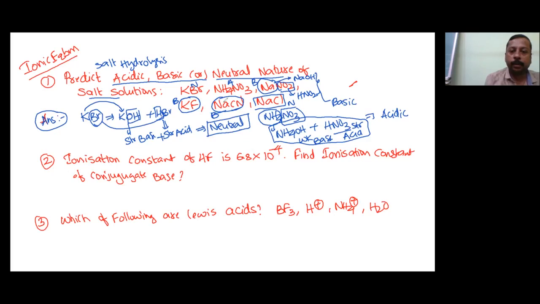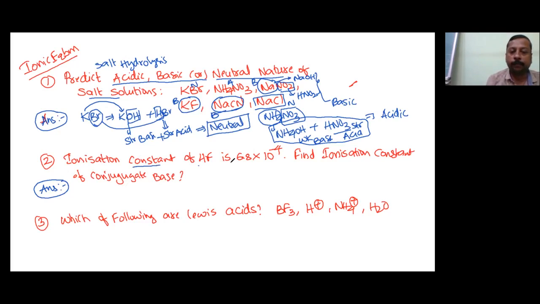KBr and NaCl are neutral. NH4NO3 is acidic. NaNO2, KF and NaCN are basic solutions. This is how you will explain and present. In most of the books, this much explanation is not given directly. They have written in short, so people write the same and lose marks in the board exam. So presentation with reason is a must.